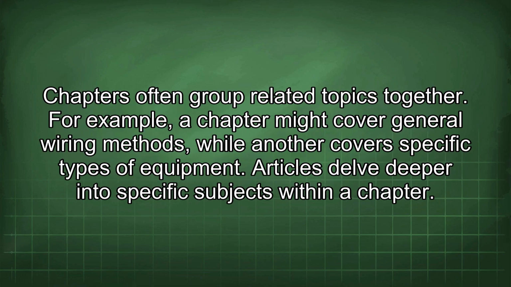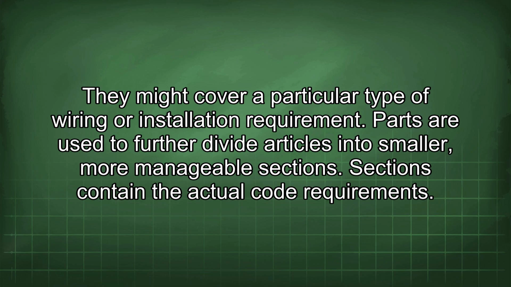Chapters often group related topics together. For example, a chapter might cover general wiring methods, while another covers specific types of equipment. Articles delve deeper into specific subjects within a chapter. They might cover a particular type of wiring or installation requirement. Parts are used to further divide articles into smaller, more manageable sections.